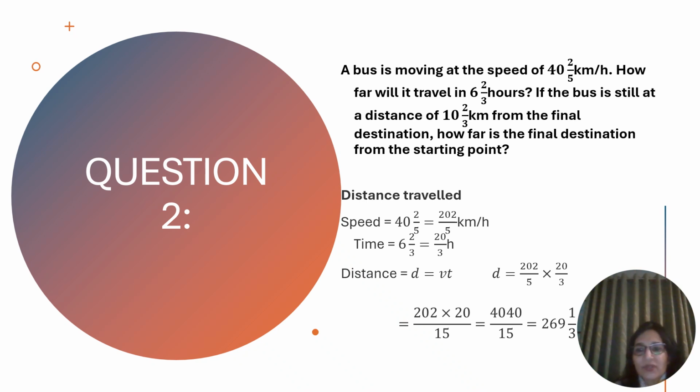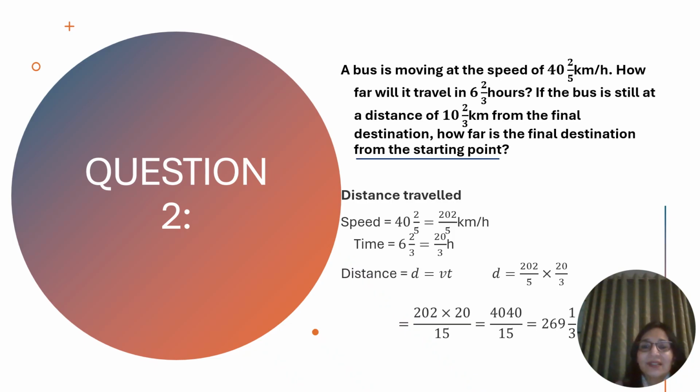Now let's see question number 2. A bus is moving at the speed of 42 upon 5 km per hour. How far will it travel in 2 upon 3 hours? If the bus is still at a distance of 2 upon 3 km from the final destination, how far is the final destination from the starting point?